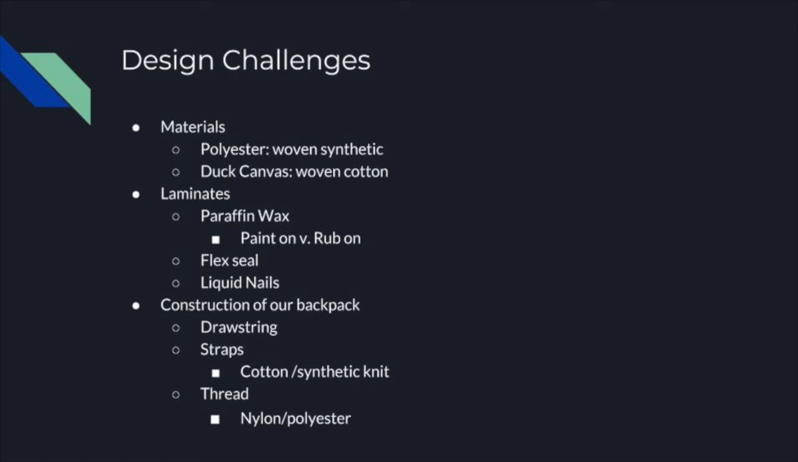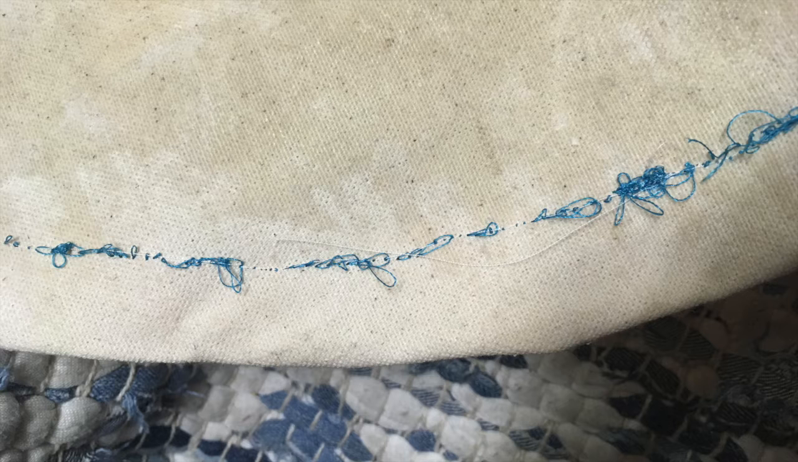We planned to make a drawstring style backpack to eliminate any seams that would be weak points. For the strap design, we used a cotton and synthetic knit that stretched into a baby sling style strap. The machine had a really hard time getting through the stiff material, creating a really sloppy stitch at first.